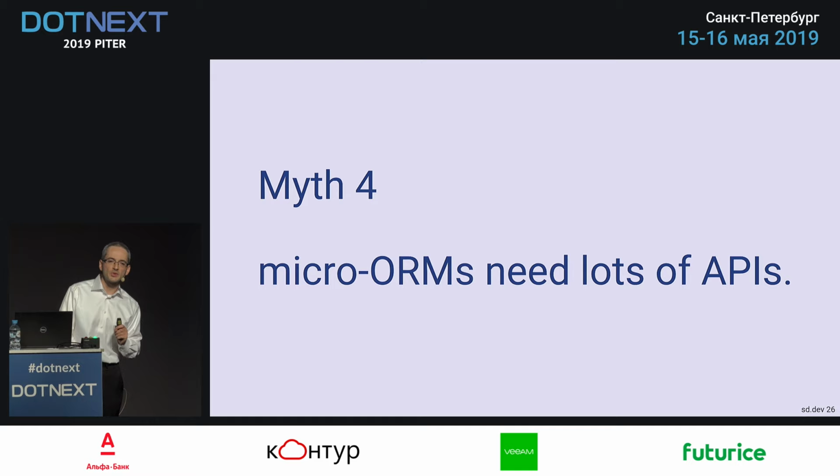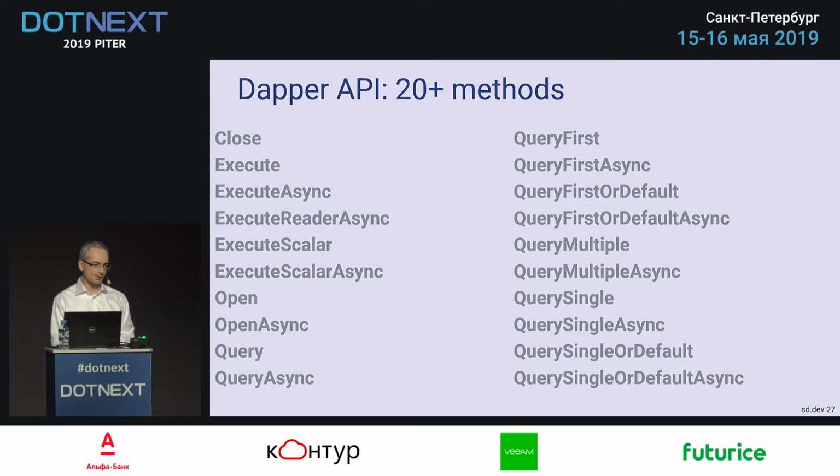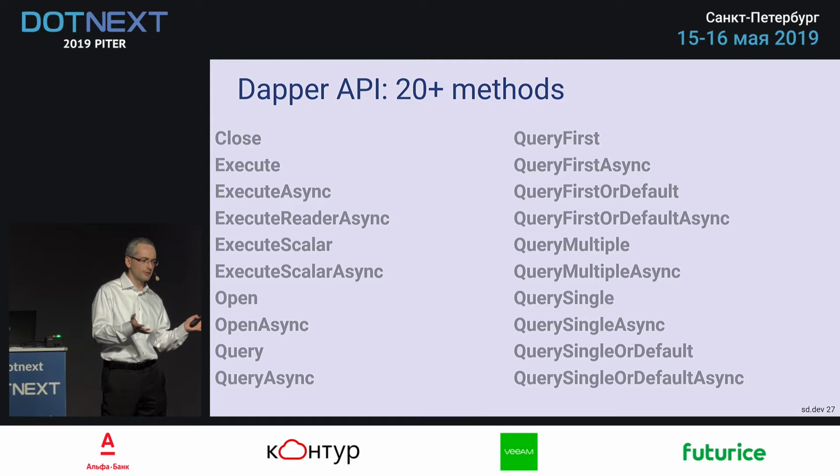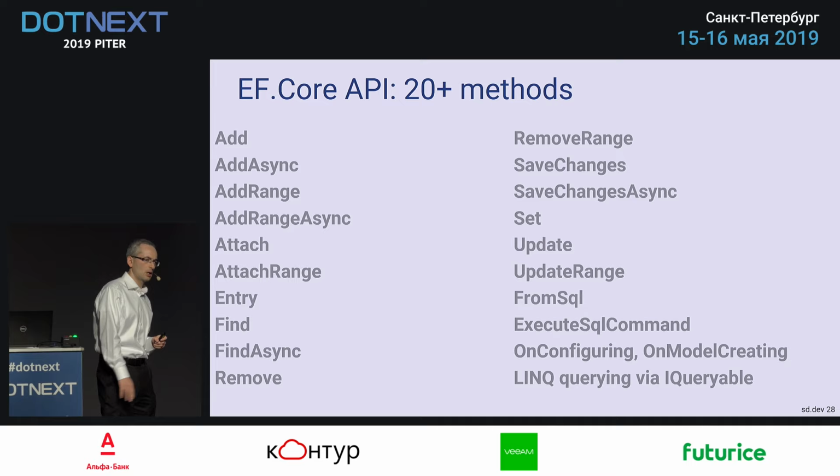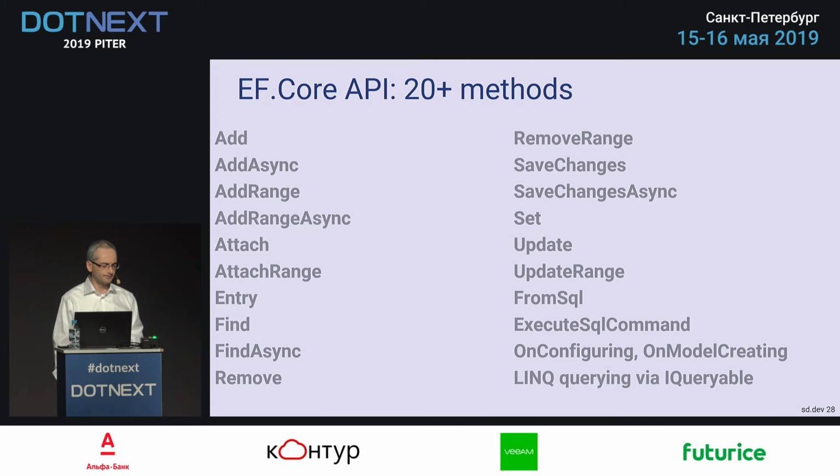Some of the libraries that you've already told me you've used, like Dapper, if you start looking at their API surface area, you'll count over 20 different API methods. Some of them are shown. That's a lot of APIs. If you look at something like Entity Framework Core, which I also assume a lot of you have either tried or are using right now, you're also looking at over 20 different methods, which you have to understand and learn.